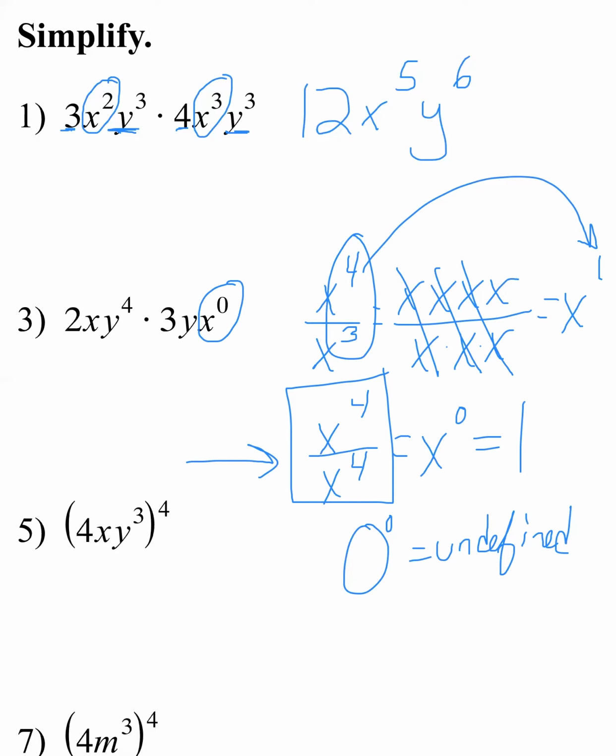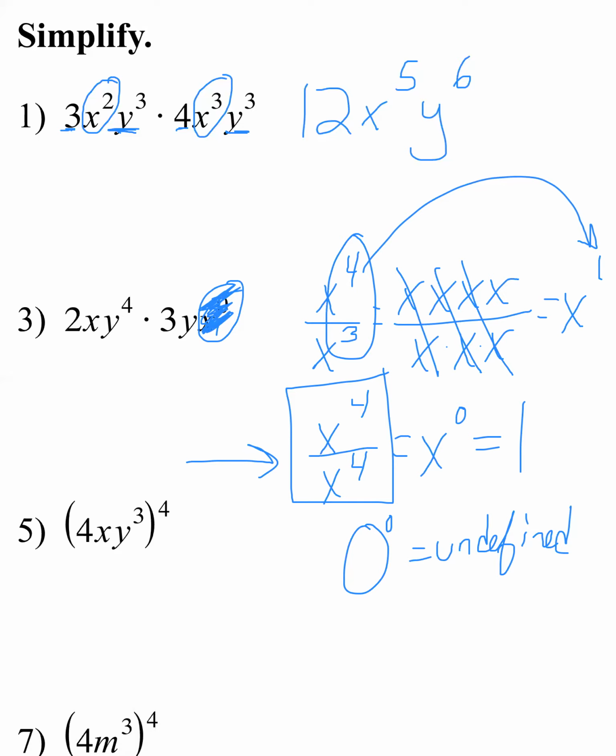So when I'm looking at number 3 and I see this x to the 0, in my head, I'm literally just doing that, because it just turns into a times 1. So 3y times 1 is just 3y, so I don't even need it.